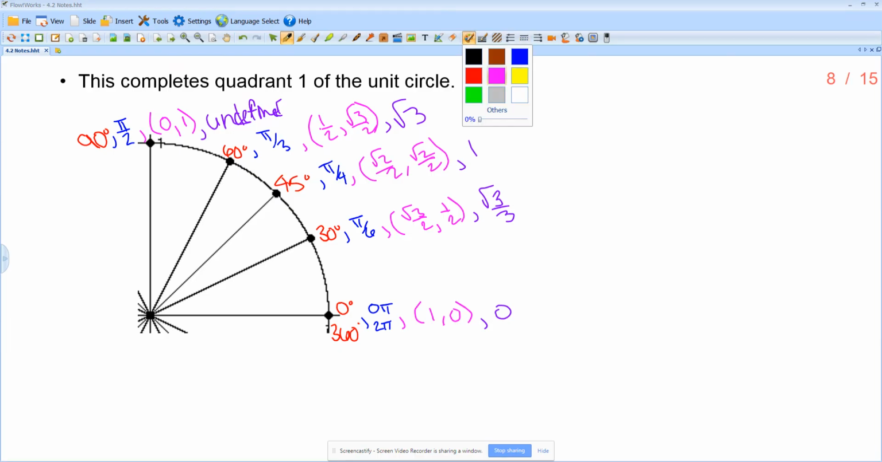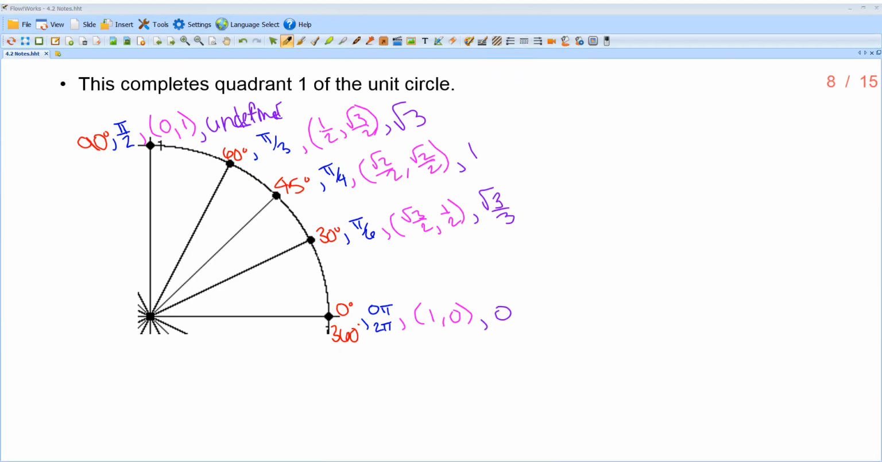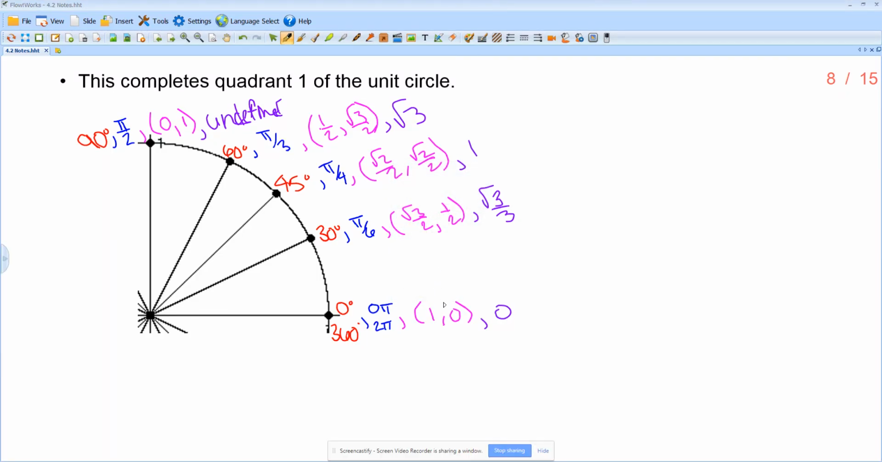And then what I'm going to do is just label some important stuff. And we'll do that in this wonderful green. So this was cosine, sine, tangent. Cosine, sine, tangent. Cosine, sine, tangent.